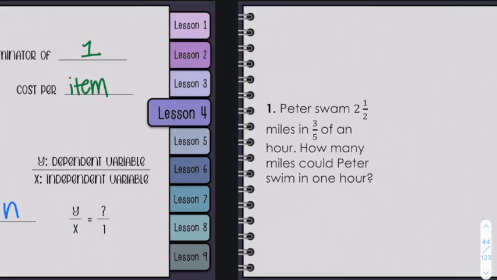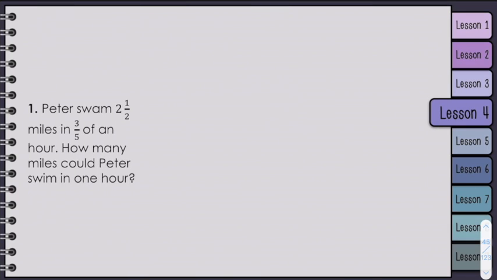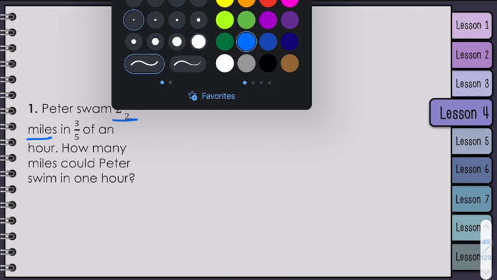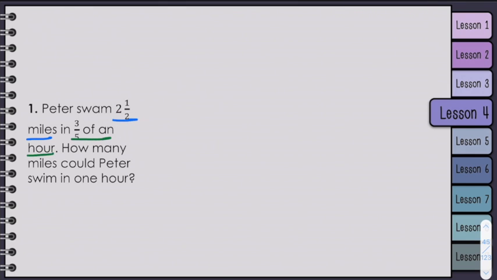So let's try our first problem. Peter swam 2.5 miles in 3/5 of an hour. So that's time, that's important. How many miles could Peter swim in 1 hour? So here's where that's going to kick in and be like, I want to find my unit rate. So I'm going to set it up where my miles is over my hours, because remember, time is independent and the number of miles depends on how many hours you're swimming, or specifically Peter swimming.